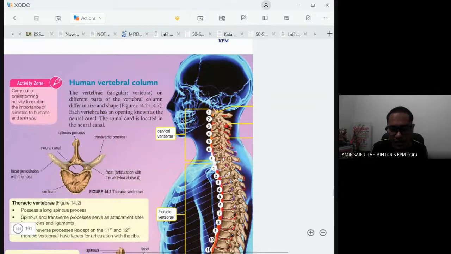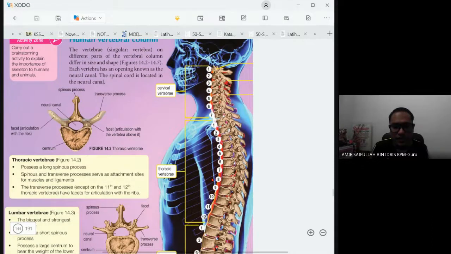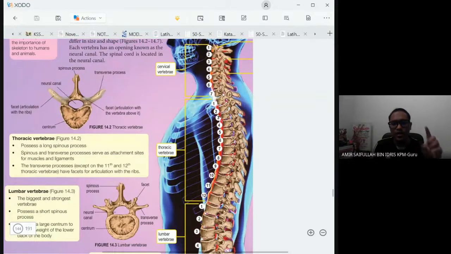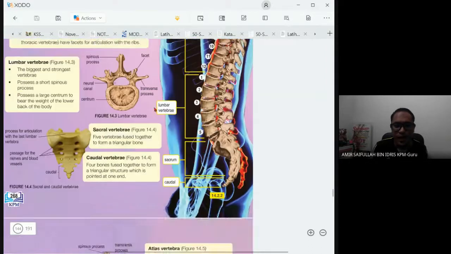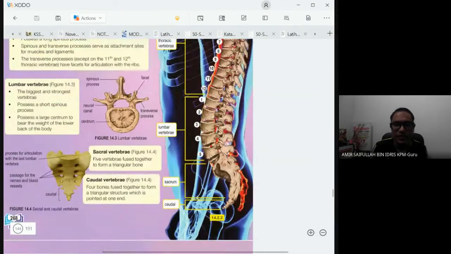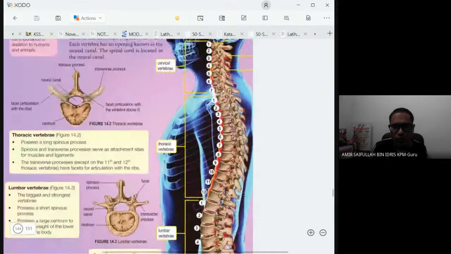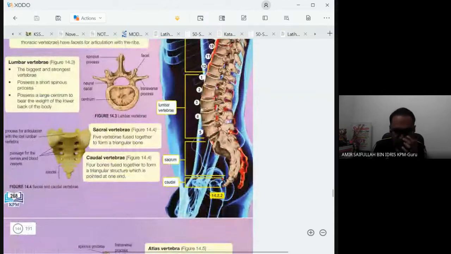Okay, so start daripada sini, cervical, dia ada 7 cervical vertebrae. So start from CV1. Selalunya kalau doktor bila x-ray dia akan tulis C1, C2, C3, C4, C5, C6, C7. Okay, so ada 7. Next T, dia akan tulis T1 up to T12. L1 until L5. Sacrum tak ada. Caudal tak ada.